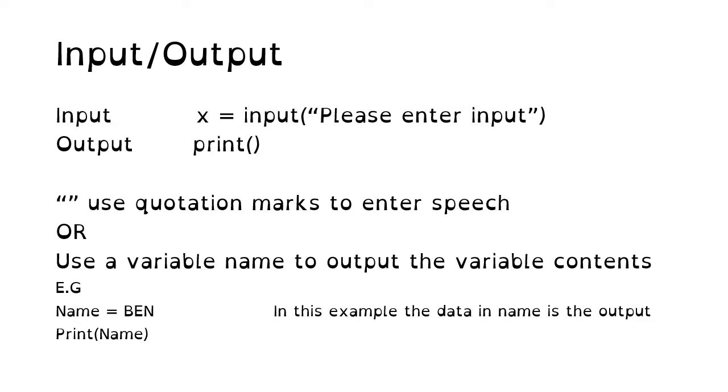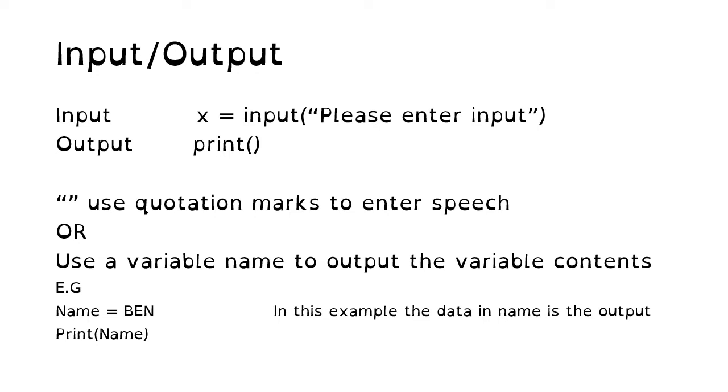We have inputs and outputs. Inputs are ways the program can take data from the user. Output is how the program can give data to the user. For inputs, all you need to do is a variable name followed by equals followed by input. Inside the brackets, you can put any message that you want displayed to the user. For outputs, we have print. Inside the brackets, we'll go whatever message you want or variable you want to have outputted. Remember, you do need to use quotation marks if you wish to enter speech. The quotation marks tell the program this is a string, so it'll output the string.